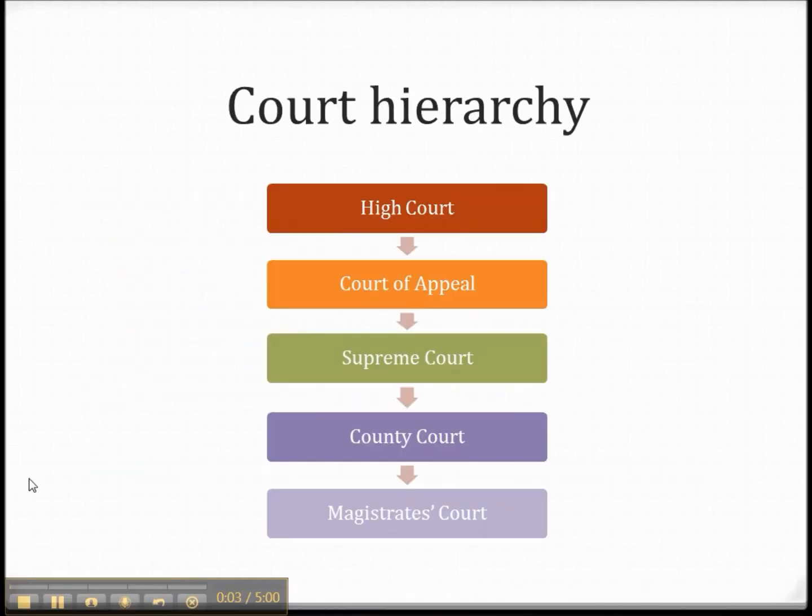So you should be familiar with the court hierarchy by now, with the High Court at the top, and the Court of Appeals, the Supreme Court, the County Court, and the Magistrates Court at the bottom of the Victorian court hierarchy.